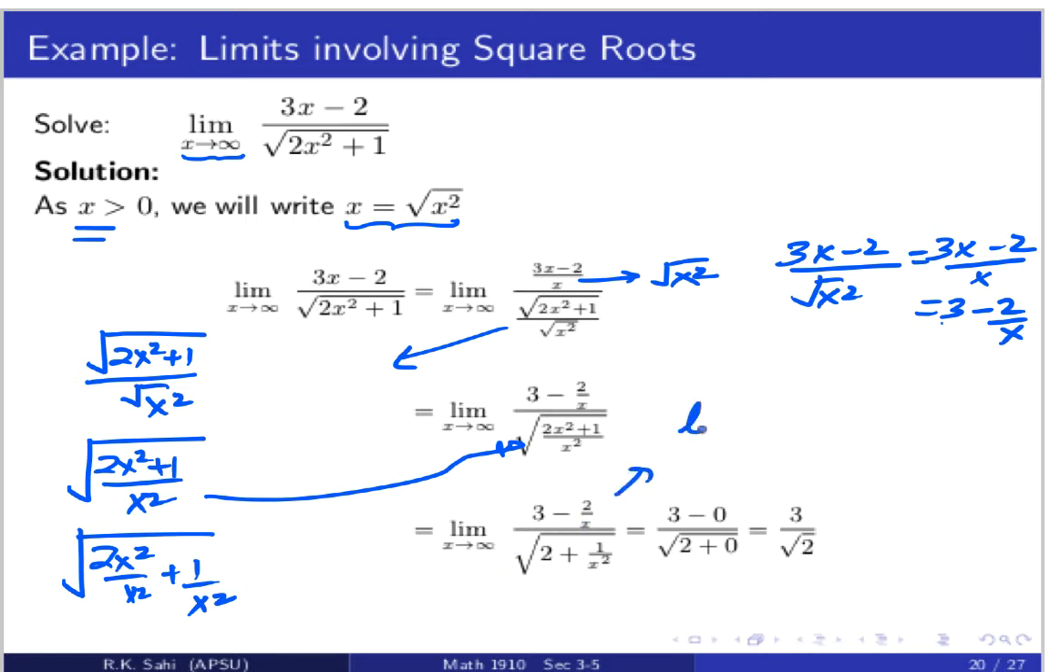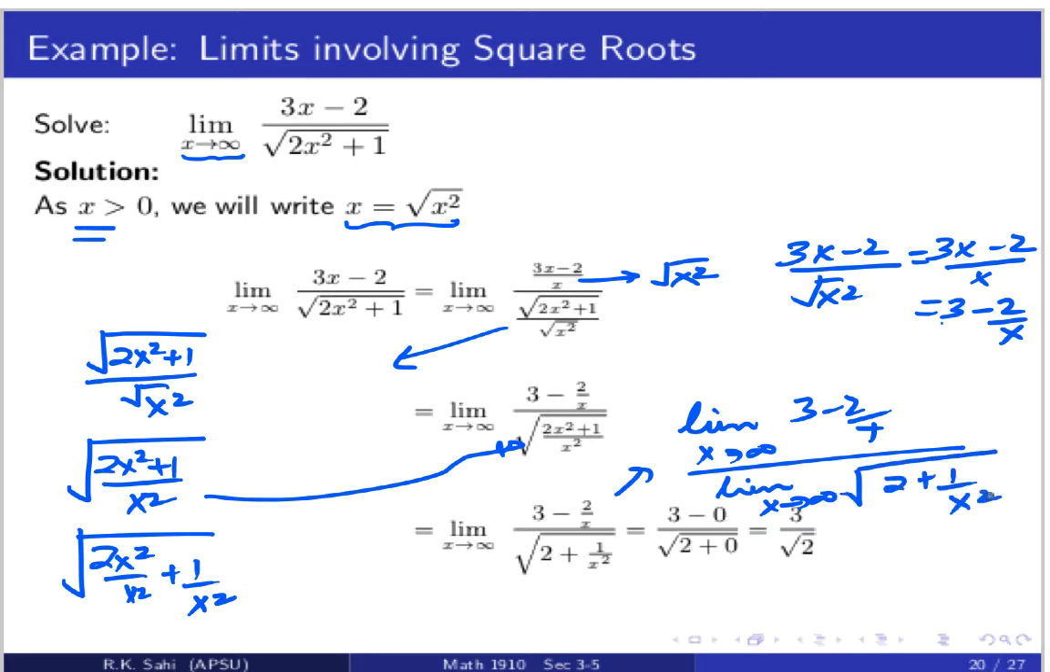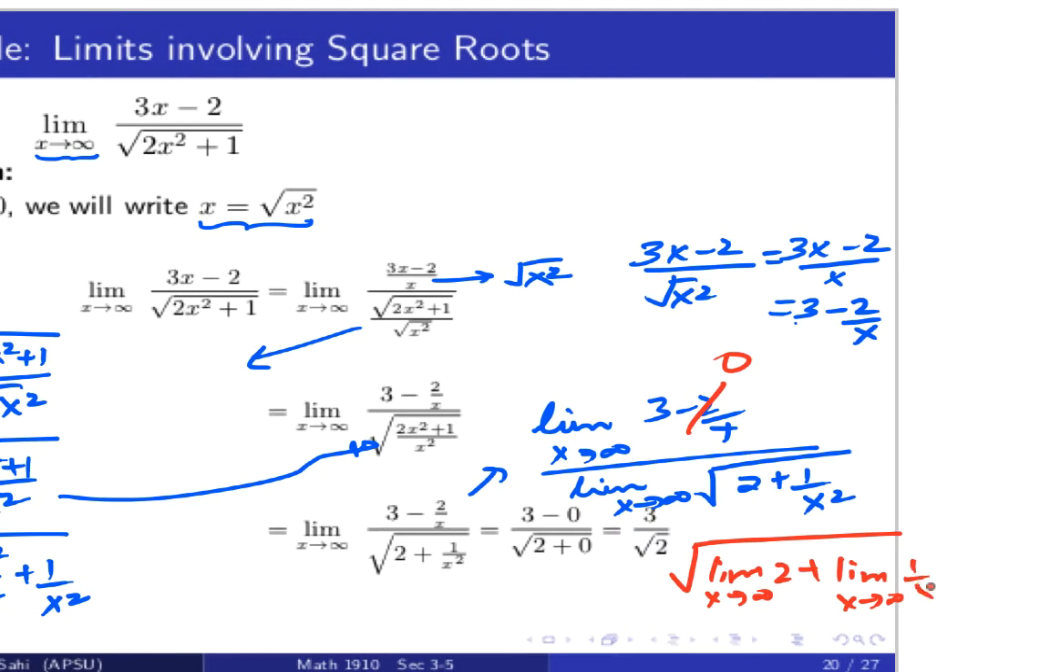So from here, we have the limit as x tends to infinity of 3 minus 2 over x, over the square root of 2 plus 1 over x squared. These are all the limit laws we learned in the earlier chapters. On top, you simply get a 3, because 2 over x goes to 0. Now remember the limit laws: the limit goes inside the square root, so it's the square root of the limit as x tends to infinity of 2 plus the limit as x tends to infinity of 1 over x squared.